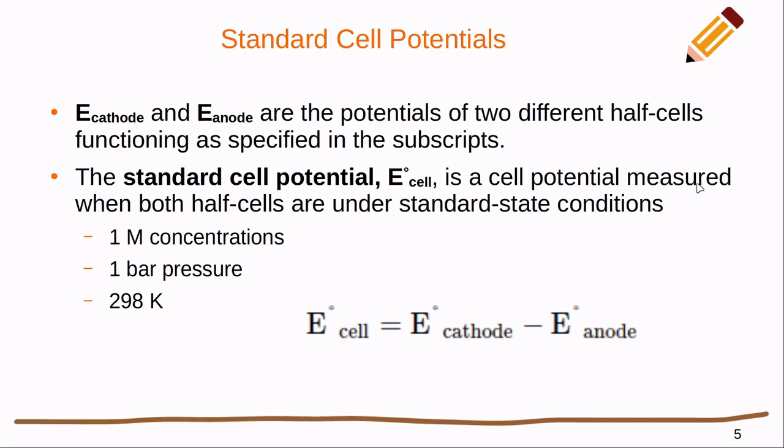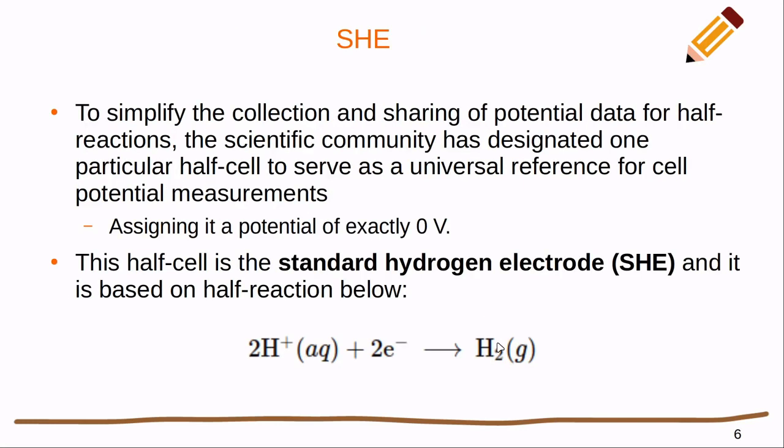And this is going to be the cell potential measured when both half cells are under standard state conditions, which we're going to define as 1 molar concentration, 1 bar of pressure, and 298 Kelvin or 25 degrees Celsius. Then we can rewrite our equation from before, and we can say that the standard cell potential is going to be the difference between the cell potentials under standard state conditions. Now, we still can't quite measure these, but we got even more clever with this.